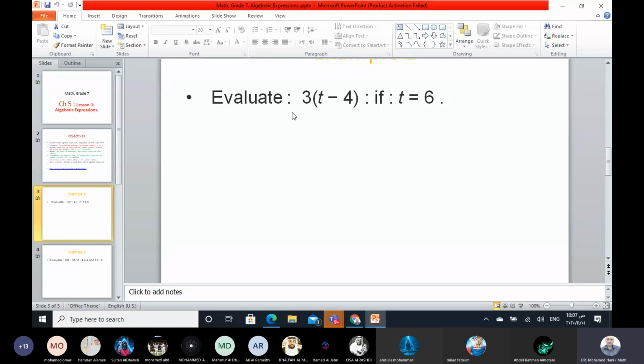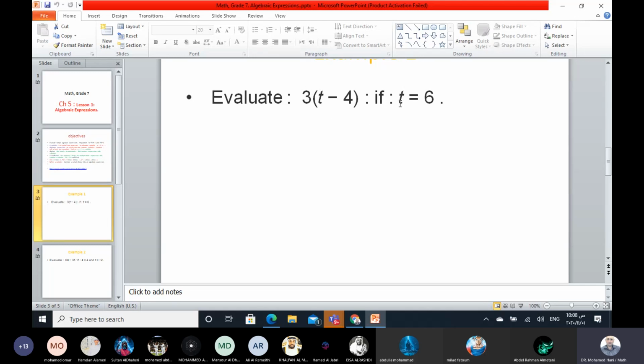In the first example here, evaluate. What's the meaning of evaluate? Find the value. We have this expression here, 3 between parentheses t minus 4. What is the operation between 3 and the parentheses? Multiplication. Multiplication means here 3 times parentheses t minus 4. Now, 3 and 4 are numbers and t is an unknown number, a variable. And we have here a minus and multiply. So in this sentence, we have two operations. So we have numbers, a variable, and two operations.